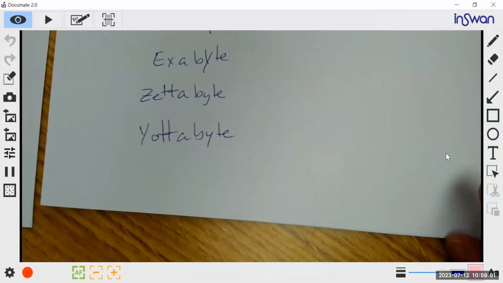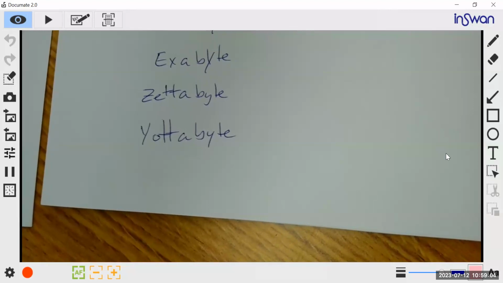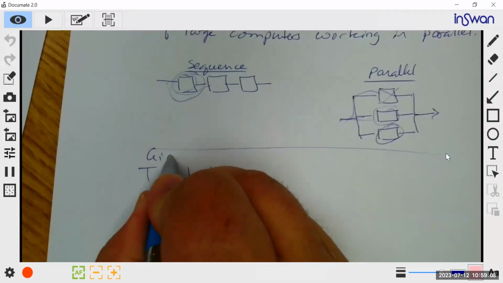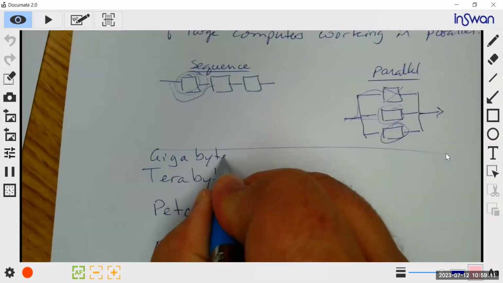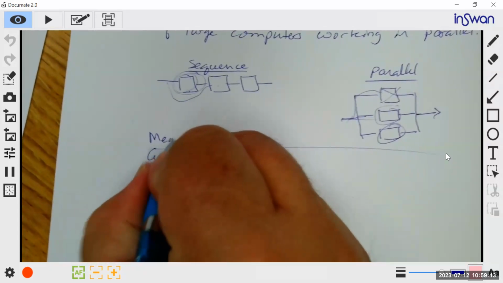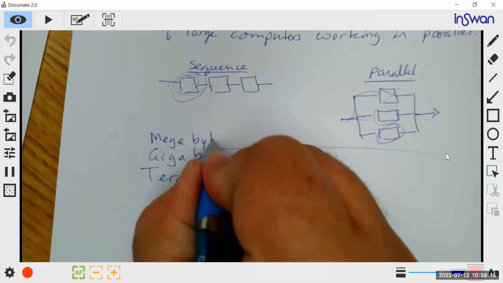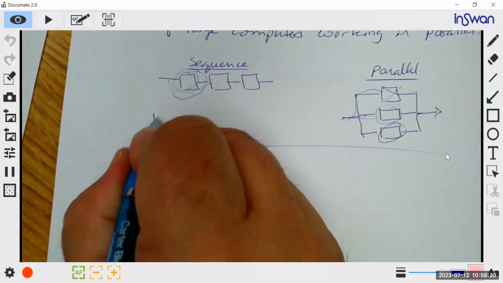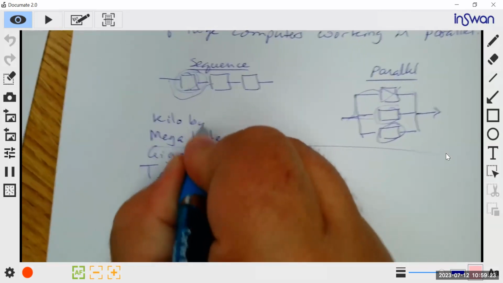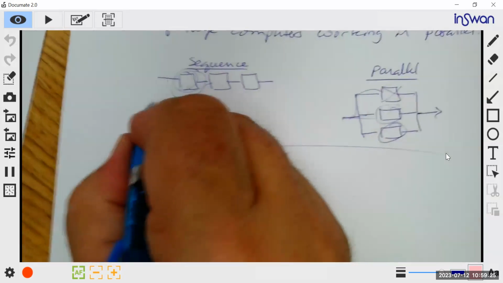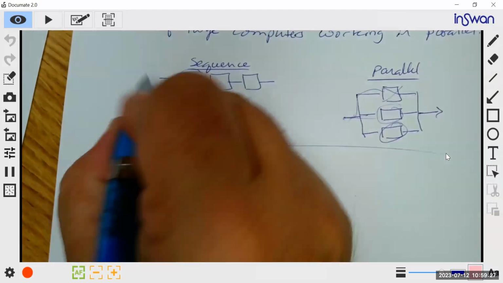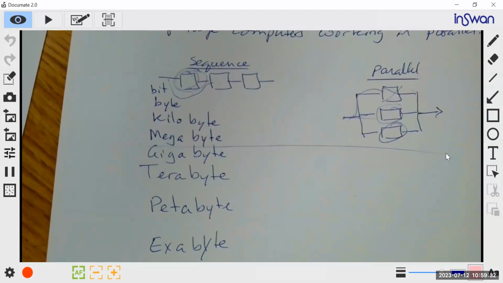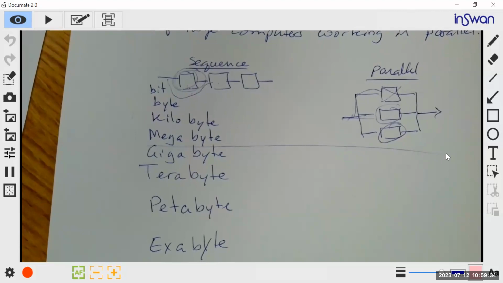Actually, let me go back to where we were in the past. Before terabyte, we had gigabyte. Then we had megabyte. But then we had kilobyte. Then we just had a byte, and before that, we had a bit. This is the evolution of computers.